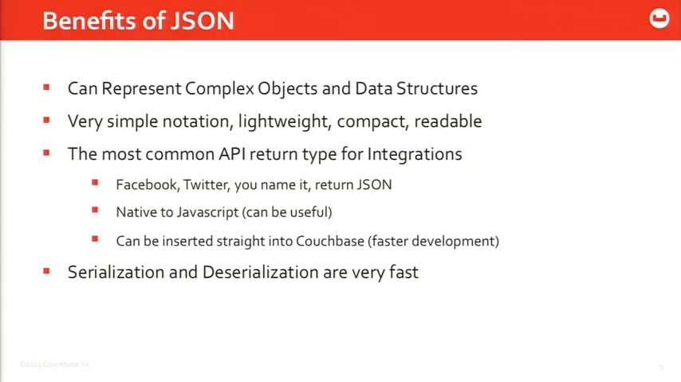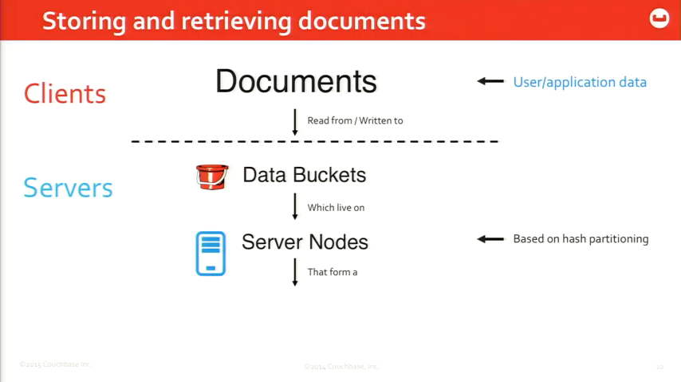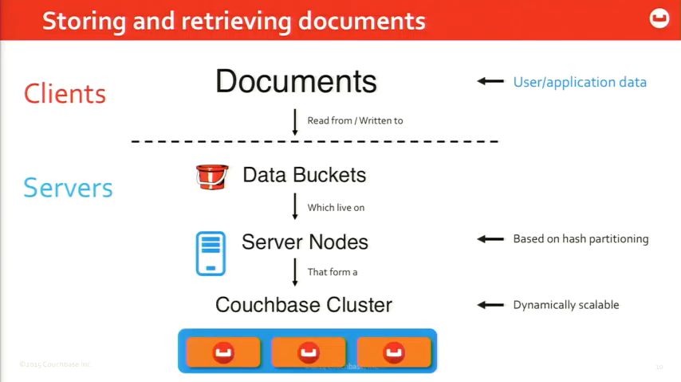So I talked a little bit about benefits of JSON. So let's get into the concepts. You're at the client or user application layer, and you are using documents, right? These documents live on data buckets, as I mentioned. The data buckets then live on physical servers, the server nodes, and the servers together form a Couchbase cluster, right? So that's the simple hierarchy of the data.